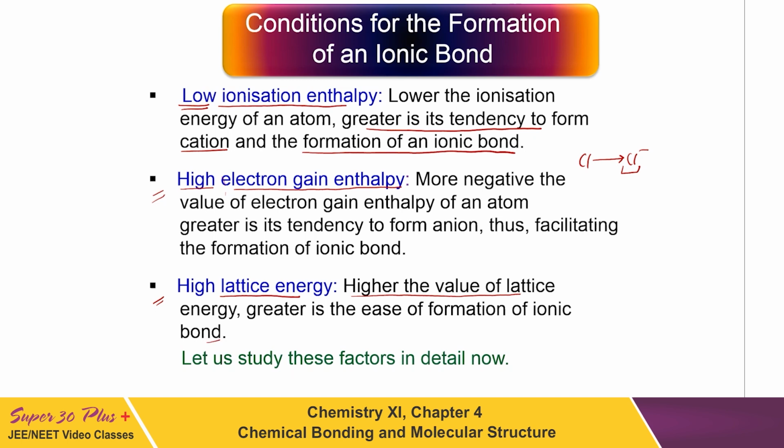So now we have three energies which are involved in the formation of ionic bond. Number one is ionization enthalpy, number two is electron gain enthalpy, and number three is lattice energy. And what values of these energies are in favor of ionic bond? If we need to form a stable ionic bond, this IP should be low. This ΔHEG, which is electron gain enthalpy, should be high, and of course lattice energy should be high.